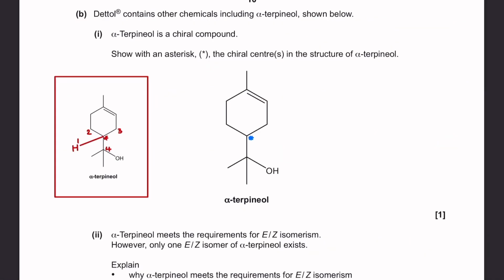Moving on to this part of the question, and we're effectively just being asked here to show with an asterisk where the chiral centre is on this other chemical compound which is found inside a bottle of Dettol, this alpha terpineol just here. So my chiral centre is here in the middle of the structure, and as you can see with my diagram on the left-hand side over here, that's because that carbon is bonded to 4 different atoms or groups. I'm counting the ring as 2 different atoms or groups because it is unsymmetrical.